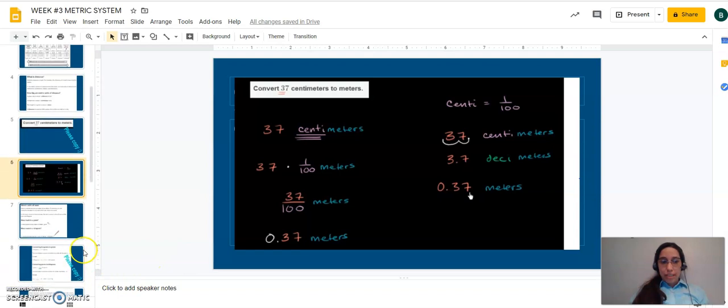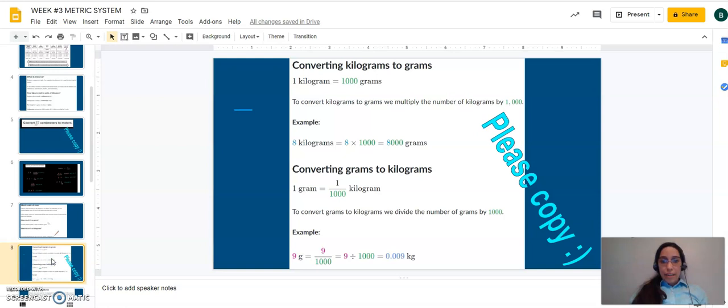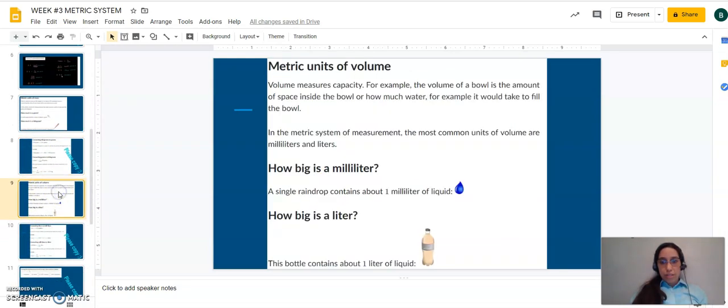So make sure you take these notes. Now this is talking about mass, grams, and kilograms. Make sure you go over this. Again, you will see this on Khan Academy. Right here it shows you how to convert kilograms to grams and how to convert grams to kilograms. Remember, whenever you see a fraction, that also means dividing. So make sure to take those notes as well.